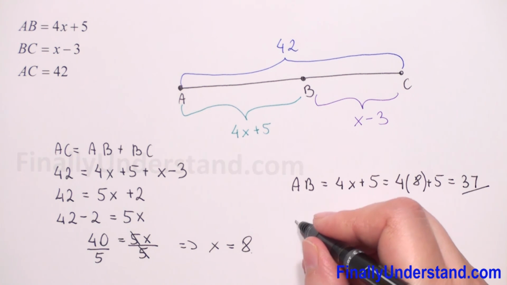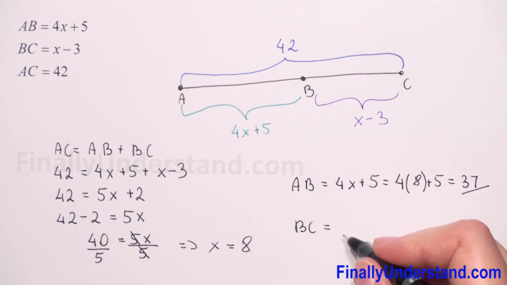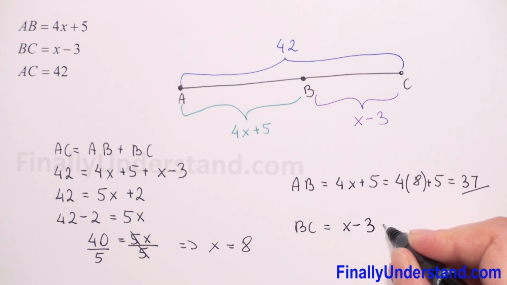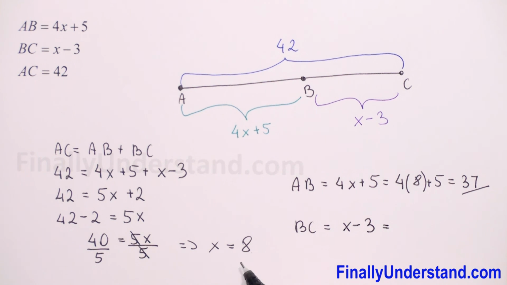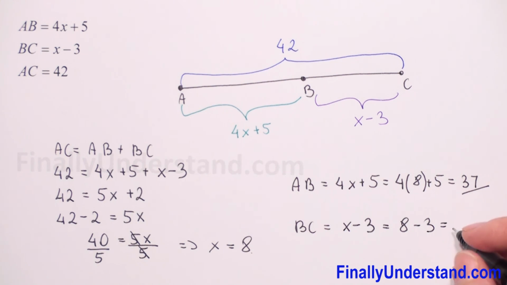And we need to find BC. So BC is x minus 3. So this is equal to x is 8 minus 3. So this is equal to 5. So this is my solution.